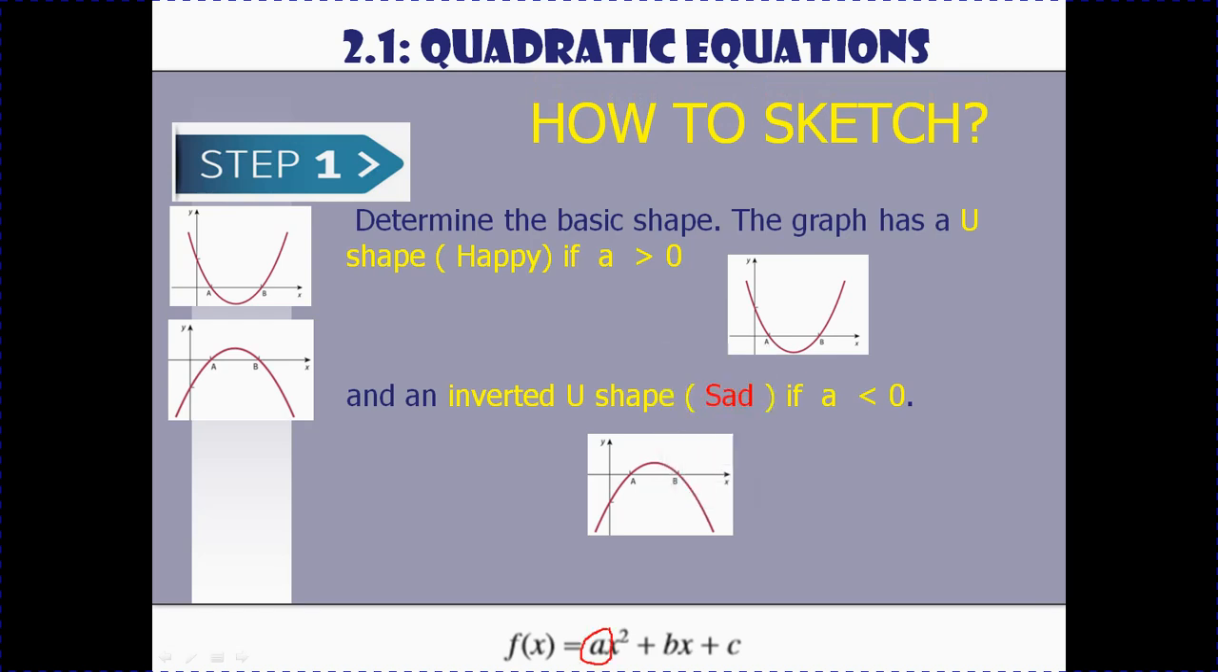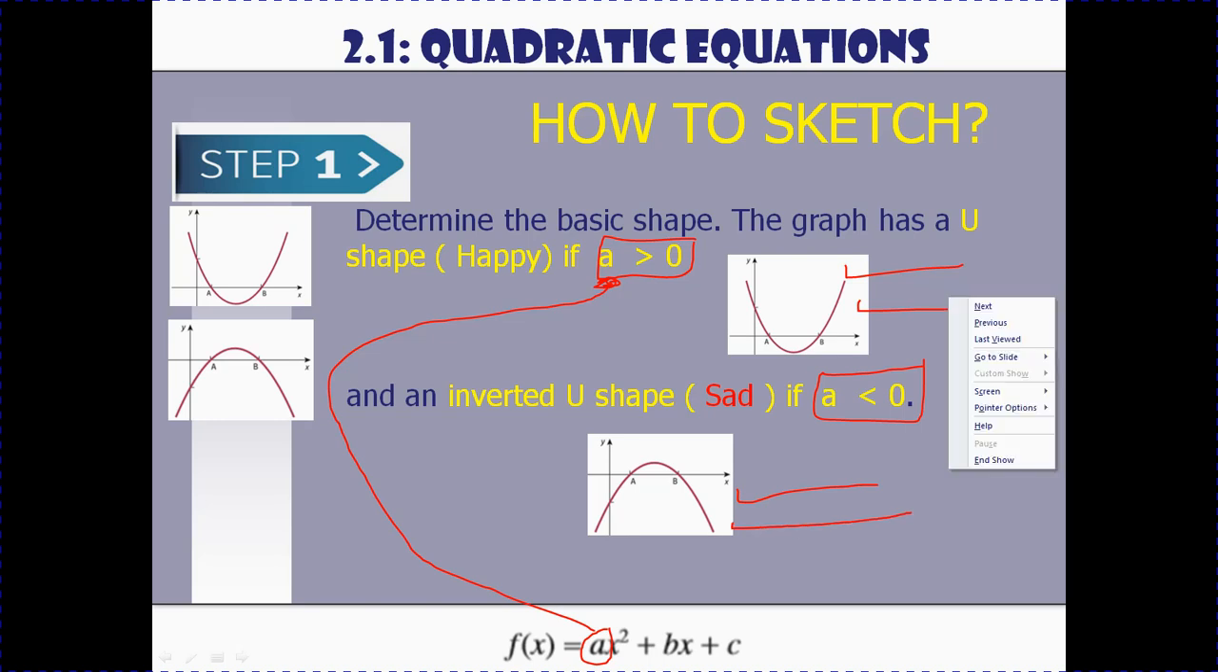A is the coefficient of x squared. It is the parameter which determines the shape. Is it U shape or inverted U shape? Is it happy or sad? Now, if a, which is the coefficient of x squared, is positive or greater than 0, then we'll have U shape, like this. If a is less than 0, which means negative, then we will have inverted U shape or sad, like this. So if a is positive, we have this shape. If a is negative, we have this shape. Okay?